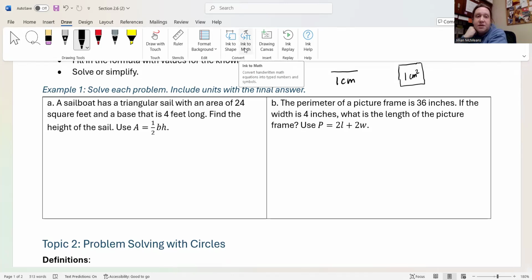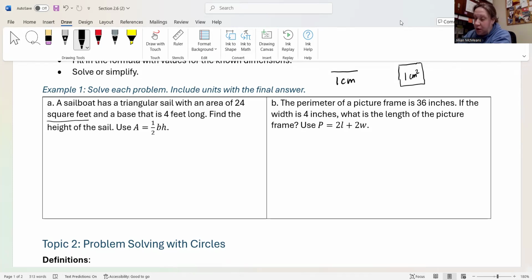So example one says solve each problem, include units with the answer. Okay, so we have a sailboat has a triangular sail with an area of 24 square feet. So you can see right there, we've got our area measured in square feet and has a base that is 4 feet long. Okay, find the height of the sail, use area. This is the formula for area of a triangle. Area equals 1/2 base times height.